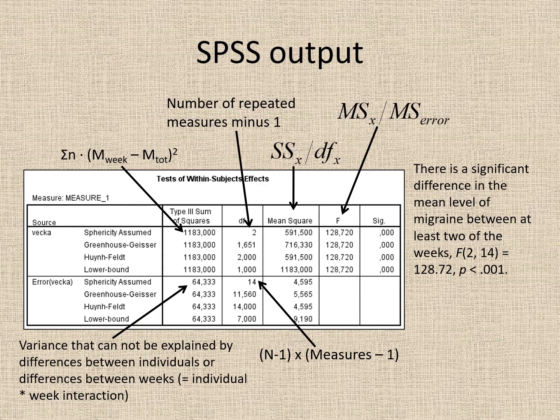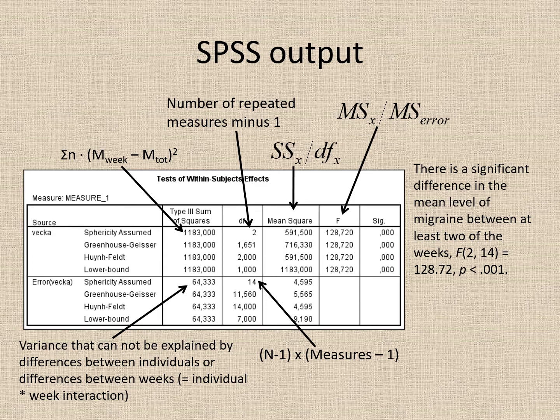We have a sum of squares for the effect of week. 2 degrees of freedom because we have 3 measurement points. So we get 2 degrees of freedom. Variance explained by which week it is. We take the ratio of those two and we get the F ratio. And it became excessively large here.